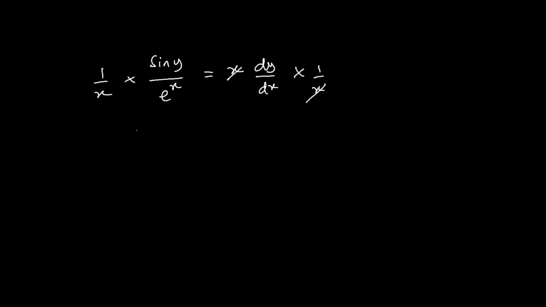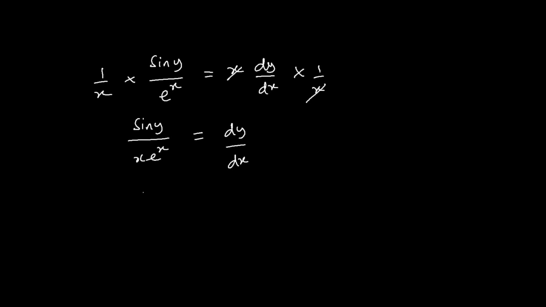So then I have sine y over x times e to the power x equals dy over dx. Okay, this is what you have now. So from here, what I'll do next is I'm going to do cross multiplication.